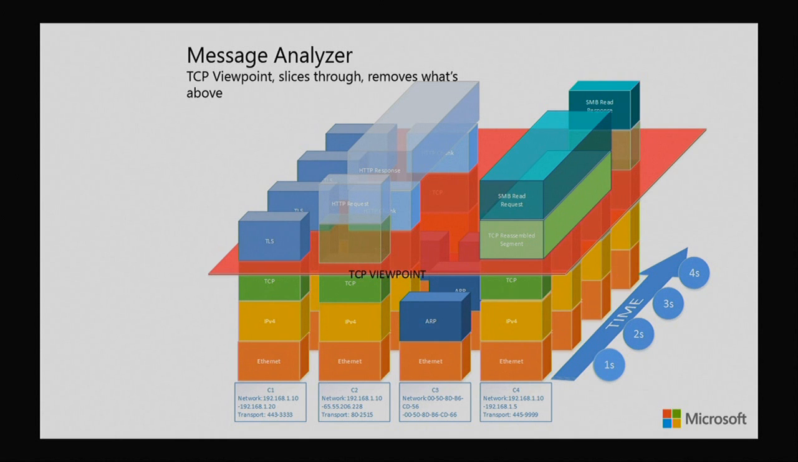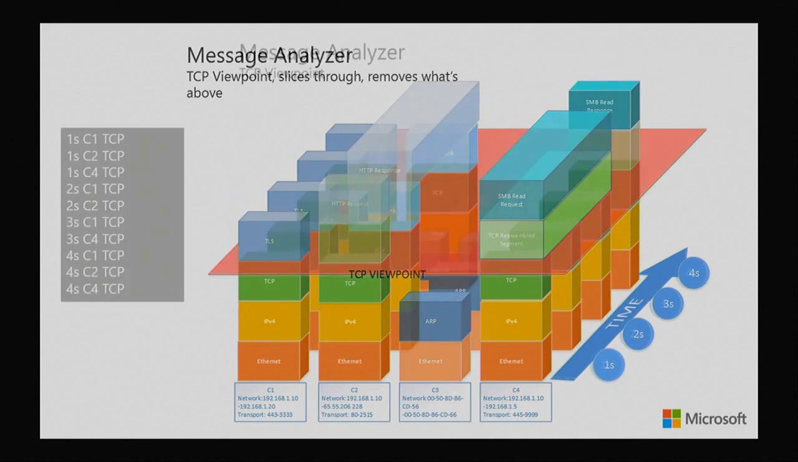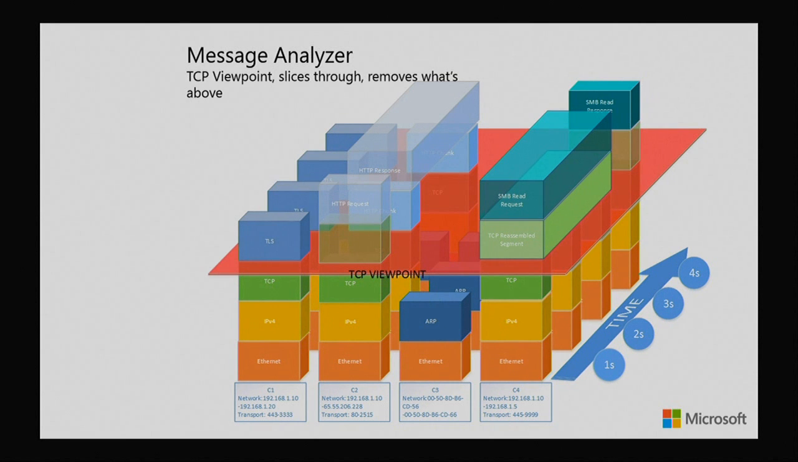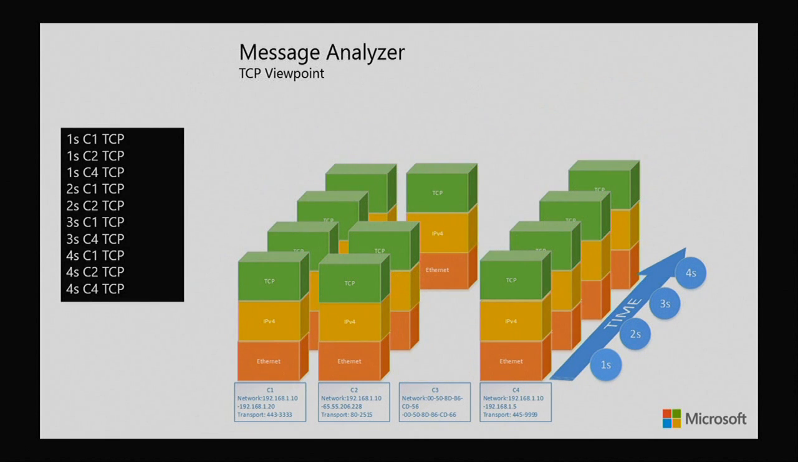So I tried to make a picture of what happens. And so a viewpoint slices across the plane. It makes everything above it disappear. So once I turn this viewpoint on, I now see this. And the other thing it does is it also filters out anything that's not part of the viewpoint. So this viewpoint's defined as TCP. That's all the viewpoint is. It says protocol TCP. So it says, all right, anything that's not TCP, get rid of it. And now only show me the TCP fragments and all the TCP fragments.